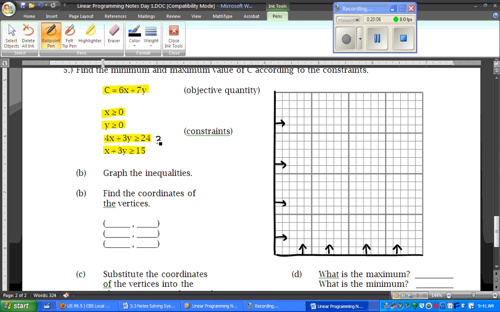I go to the third inequality and I have to solve for y. So I subtract 4x from both sides. The y-intercept is 8. The slope is negative 4/3, so I go down 4 and to the right 3. And if it's a greater than symbol, I shade above.